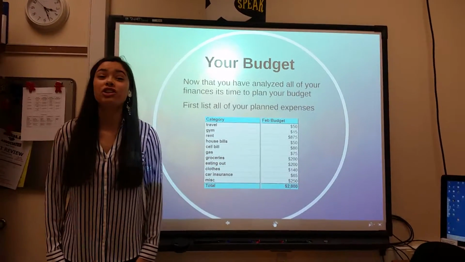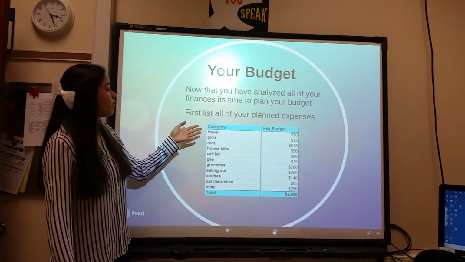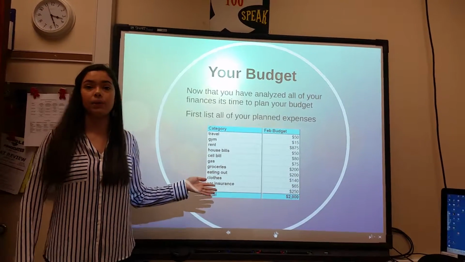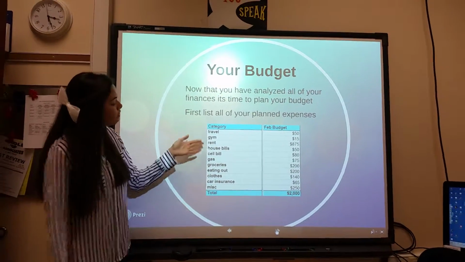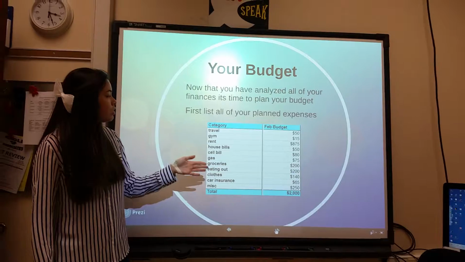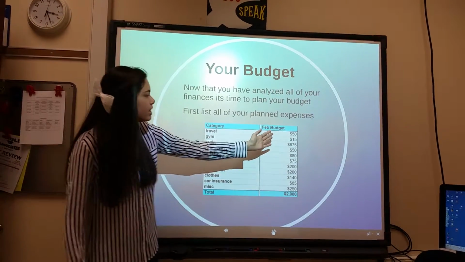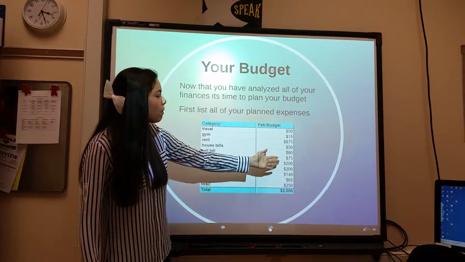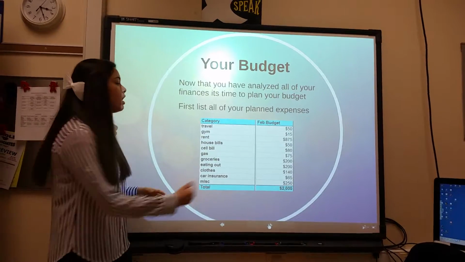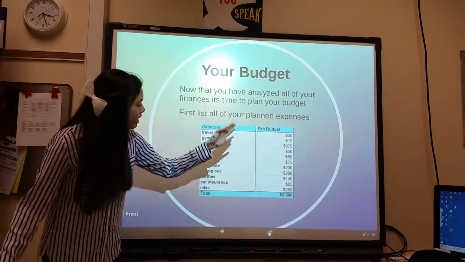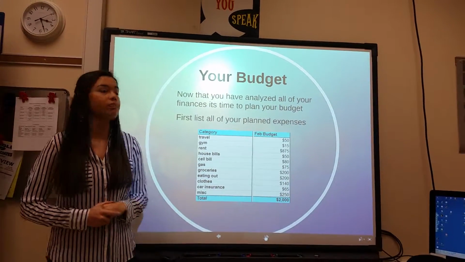Now finally, actually creating your budget. So here I've listed out an example budget. These are all different expense accounts. These are different expenses that you have, and this is for the month of February, how much you plan on spending on each of these things. Make your total at the end, and this would be your budget.